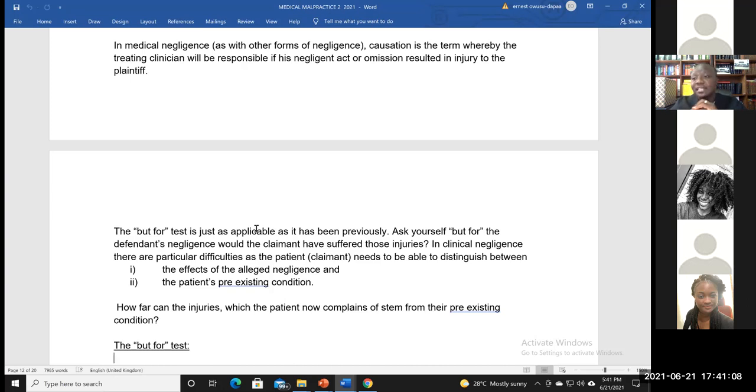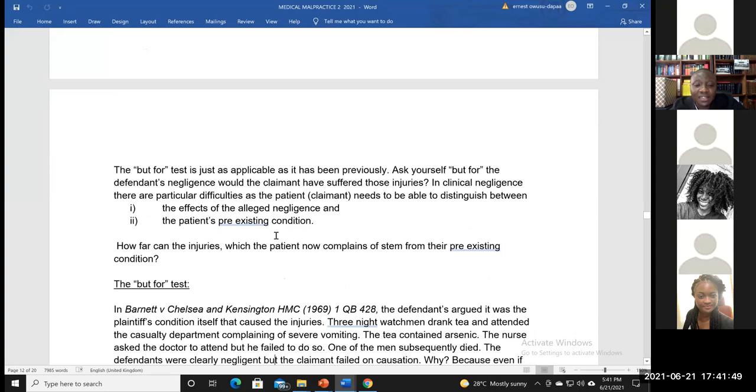Now, as far as clinical negligence is concerned, as we noted the other time, we have practical challenges, because the patient, as a plaintiff or claimant, would need to be able to distinguish between two things: the effects of the alleged negligence, and two, the patient's pre-existing condition. So that is a real challenge, isn't it? Yes, you've got your own pre-existing condition, and so how are you able to insulate your pre-existing condition from, if you like, the effects of the alleged negligence, so that we see the effect of the alleged negligence and can hold the defendant responsible.